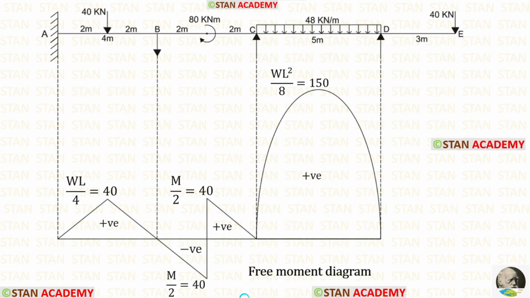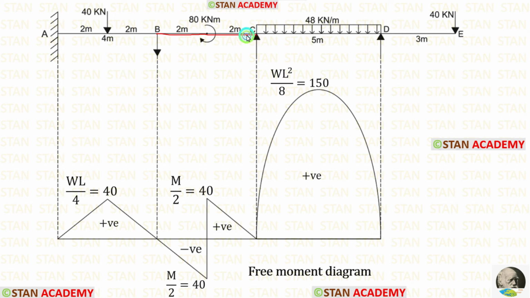Now let us draw the free moment diagram. For drawing the free moment diagram, we have to consider every span as a separate simply supported beam and calculate the bending moments. First, let us take the span AB. In the span AB, there is a point load acting in the center. If in the simply supported beam, point load is acting on the center, the formula for calculating the maximum bending moment is WL upon 4. Using the formula, we are getting 40.